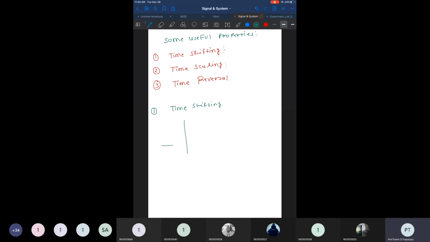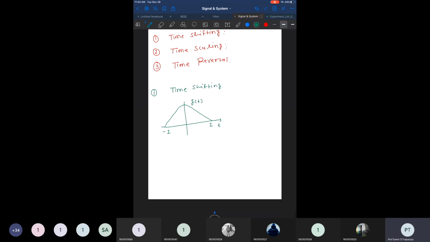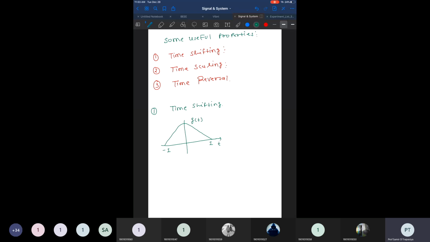Assume you have a signal like this, and this signal is simply defined as the g of t signal. It goes from -1 to 1, and the amplitude is 1. Now, if you shift the signal to the right side, the signal is shifted with respect to this one.